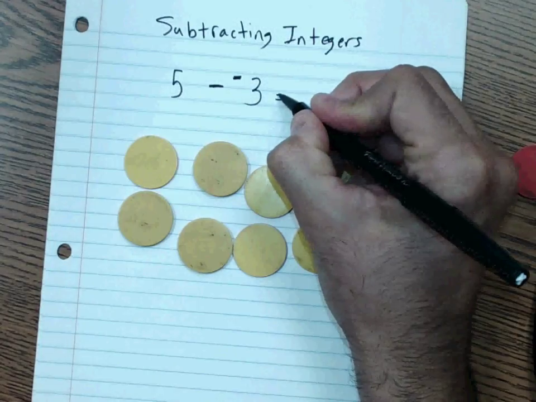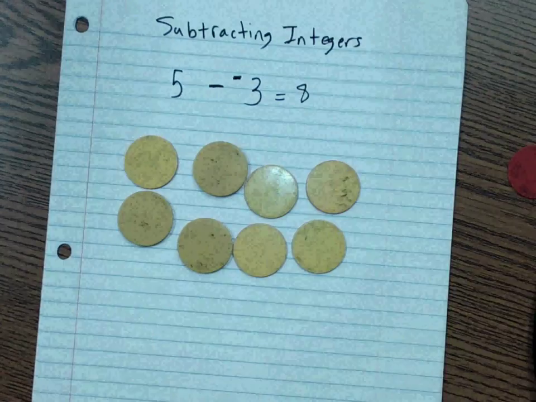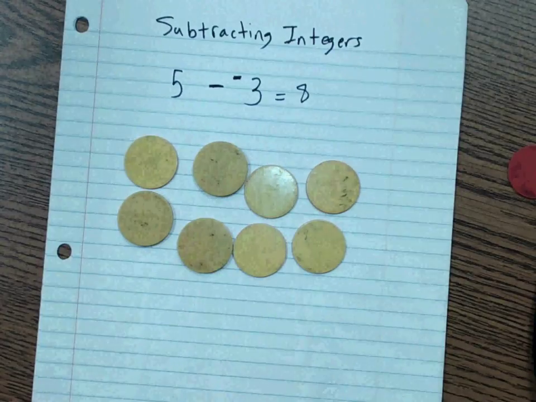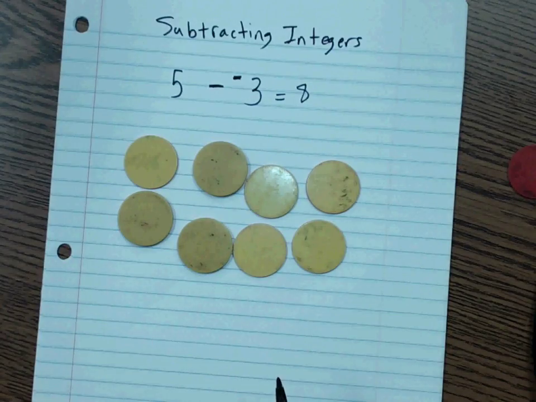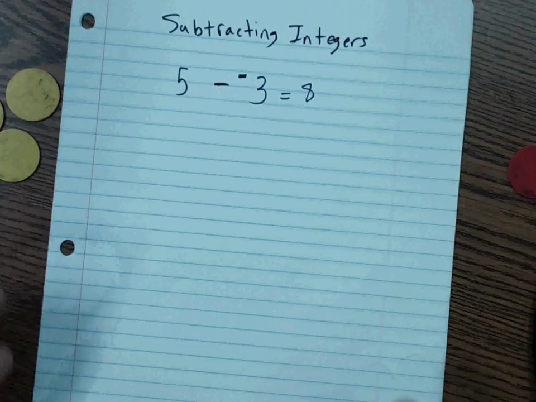And whatever you are left with, that's what your answer is going to be. Okay? So that means I'm going to count up 8 positives. So that's what your answer would be for 5 minus negative 3. It's going to be 8. Okay, a positive 8, because that's what I have left. Let me show you another way.